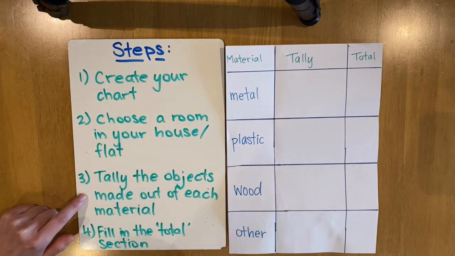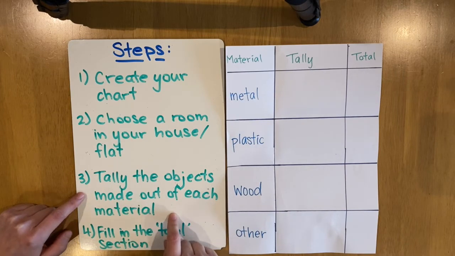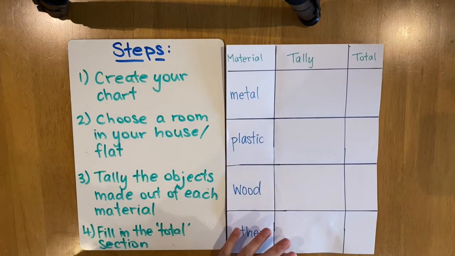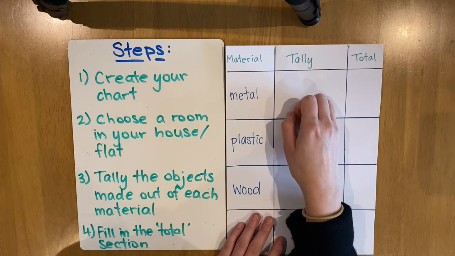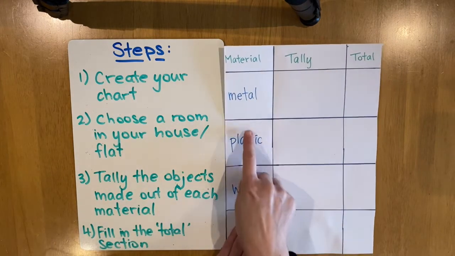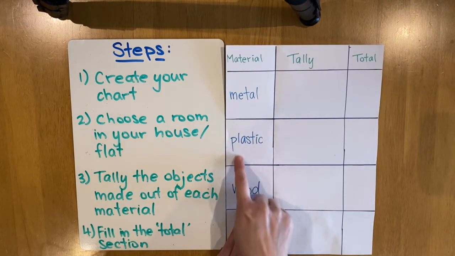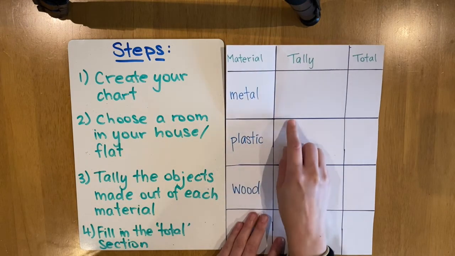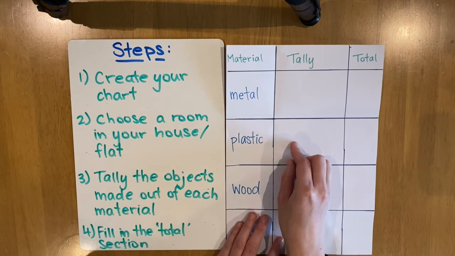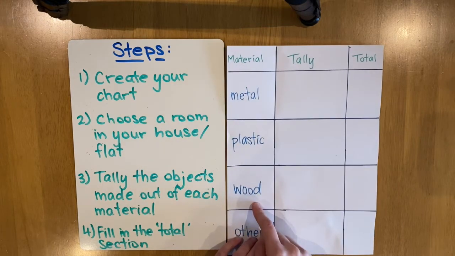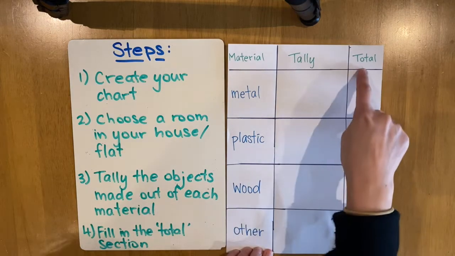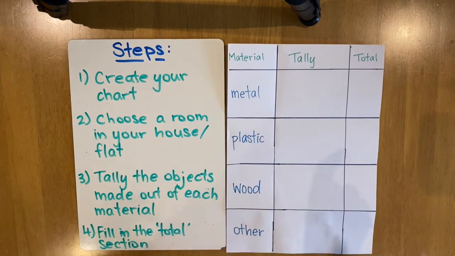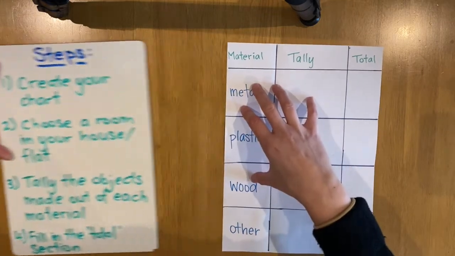Then you're going to tally the objects that are made out of each material. So you'll look in your bedroom, for example, and you'll tally the number of objects that are made out of metal. Then you'll look in your bedroom and you'll see what objects are made out of plastic, and then you put a tally for each plastic object. Same thing for wood, and same thing for other. Then you're going to fill in the total section. So let's just do an example.